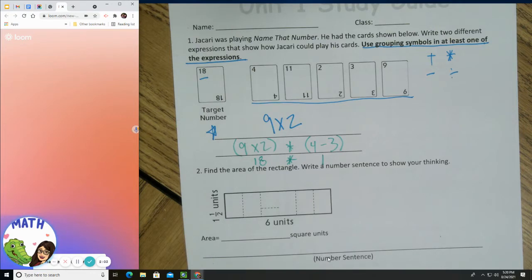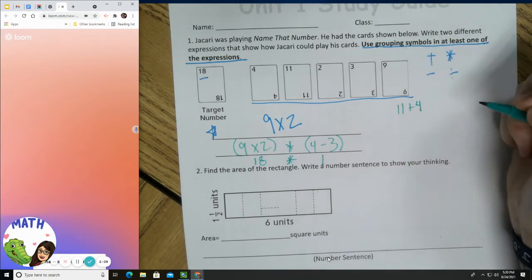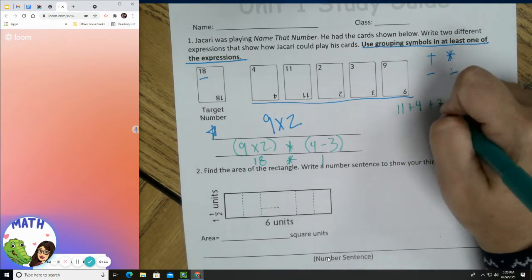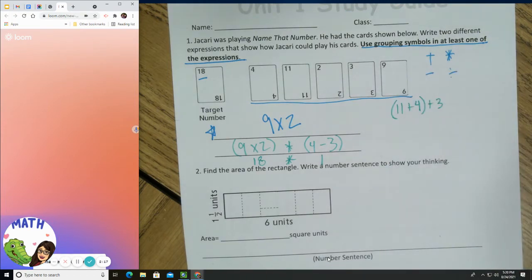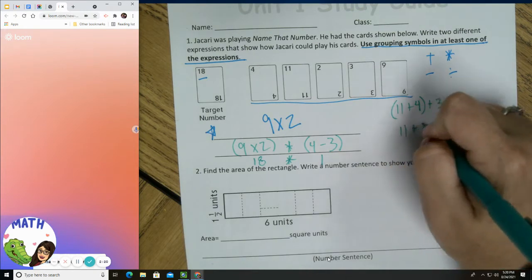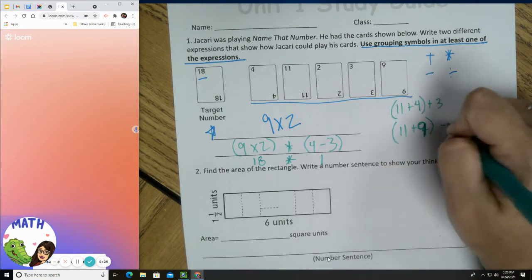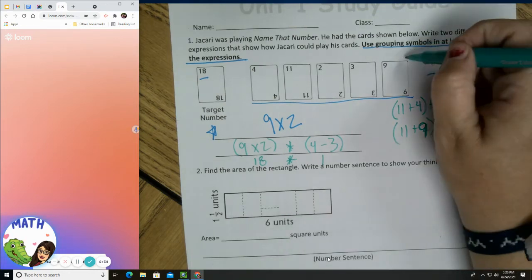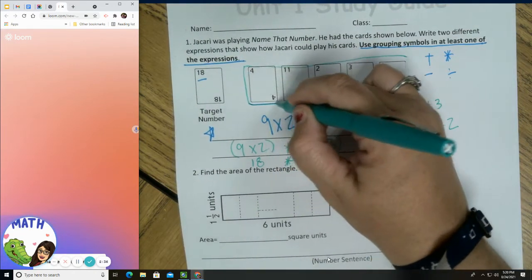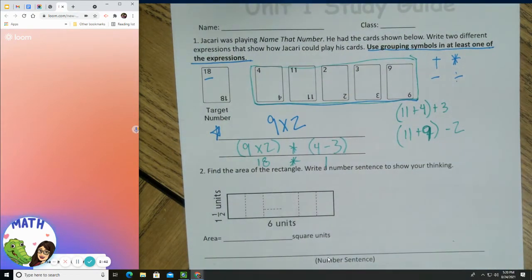There are several ways to find this answer. You could have done 11 plus 4, which is 15, plus 3, which is 18. You also could have put parentheses. You could have done 11 plus 9, my bad, sorry, minus 2. That also has parentheses and equals 18. You can only use your numbers one time. You cannot use 9 plus 9. You can only use those numbers one time.